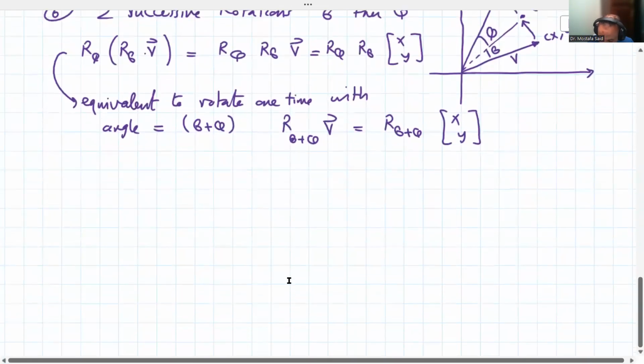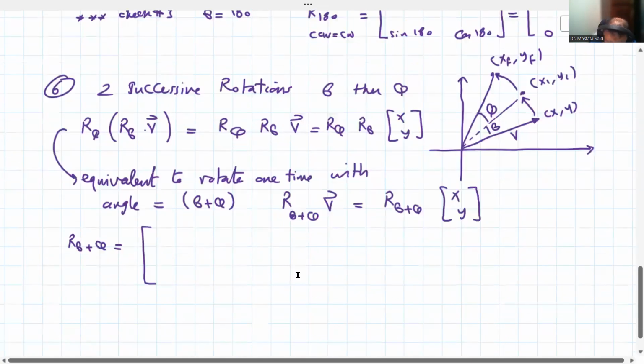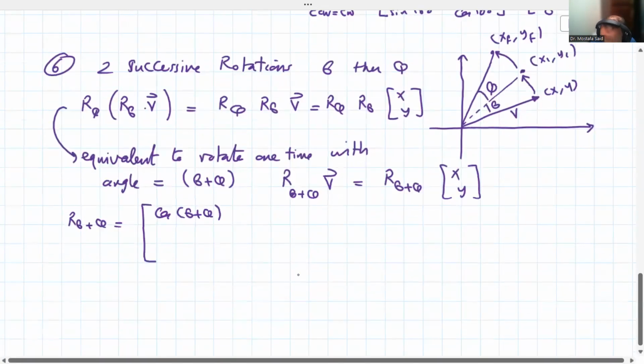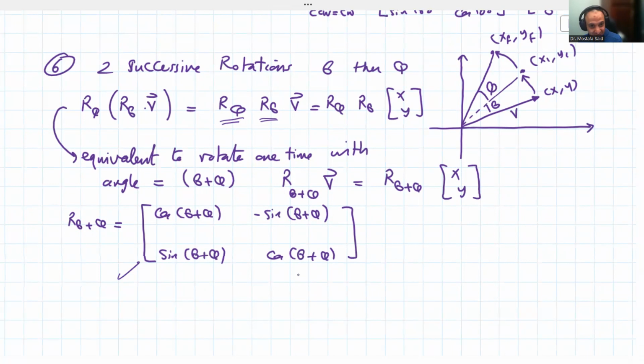So again, let's get it. For R theta plus phi, basically you're gonna apply the same matrix here: cosine theta plus phi, minus sine theta plus phi, sine theta plus phi, and cosine theta plus phi. Someone might ask, if we make R theta separate and R phi separate and then multiply them to each other, are we gonna get this? Yes, you're gonna get exactly this. Okay, but I'm gonna leave it to you. Very easy.